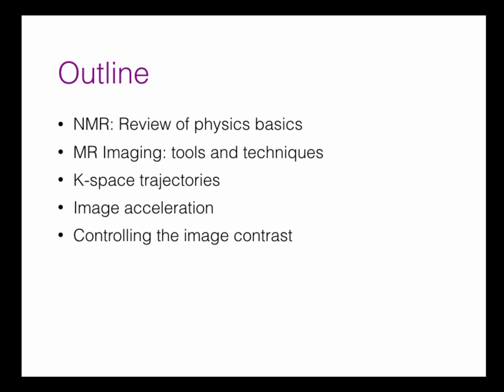So we'll have a quick review of the basic physics underpinning MRI, which is NMR, nuclear magnetic resonance. And then we'll talk about some of the MRI imaging tools and techniques, and I'll zip through those pretty fast. Then we'll get into a discussion of what we call k-space trajectories, which is really the imaging methods, and move on to image acceleration, and then techniques for manipulating image contrast.